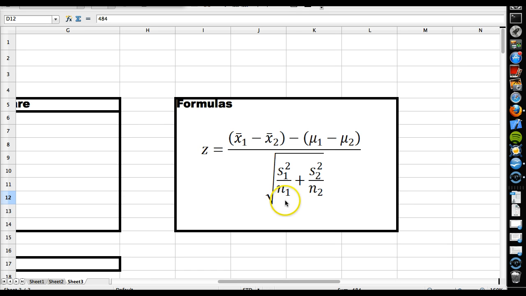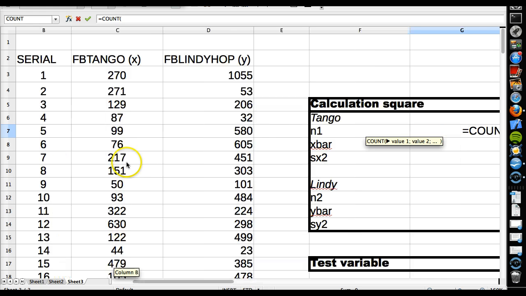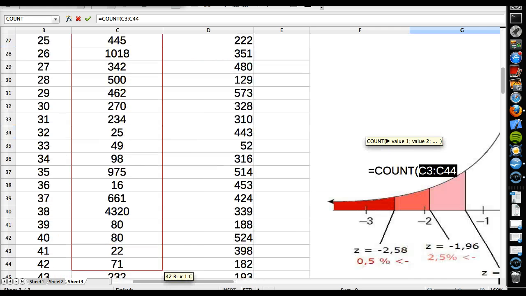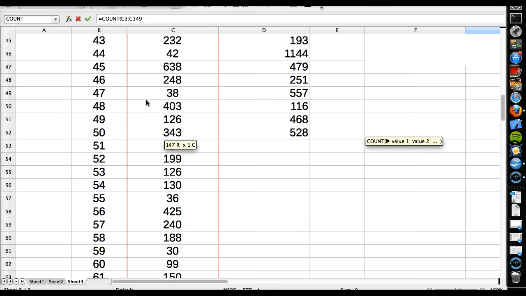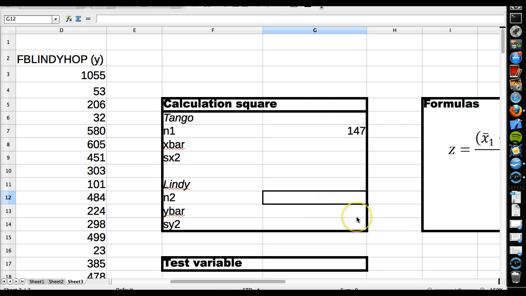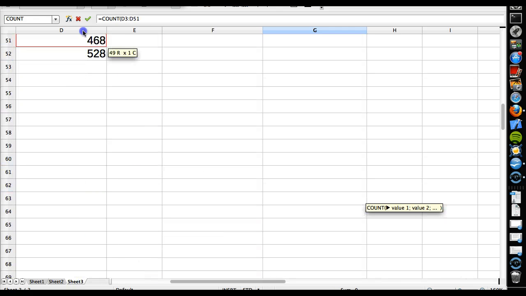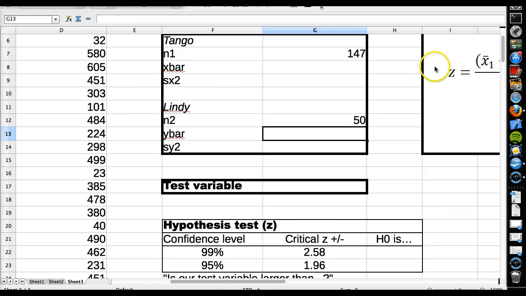So quick look at the formula again, what we need. Well, to begin with, we're going to need the sample sizes. It's always good to calculate that first to get an idea of what we're testing here. So first, we're going to count the number of tango dancers that we have asked, or in other words, the number of tango dancers I looked up on Facebook and checked how many friends they had. 147. Okay. And for the second sample, I'm going to count them. Okay, so we have 50 Lindy Hoppers.